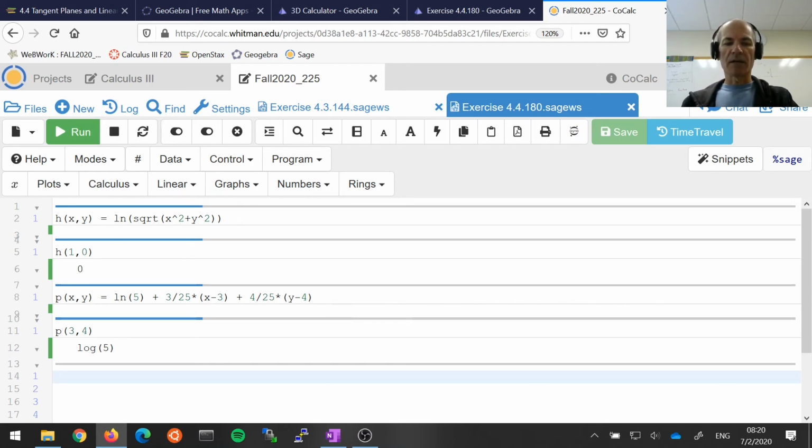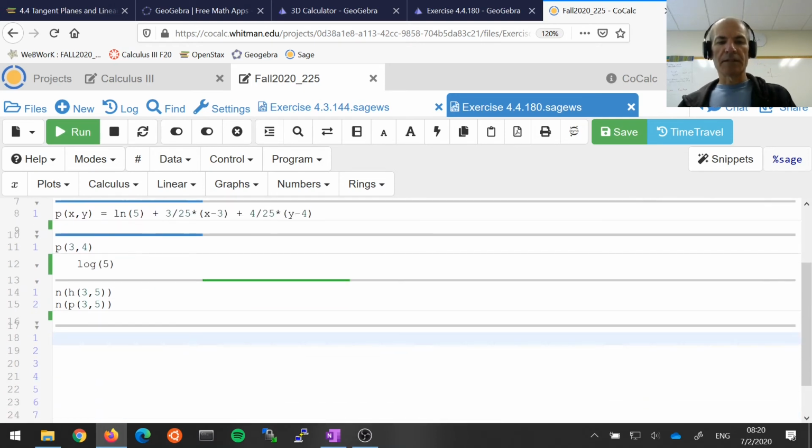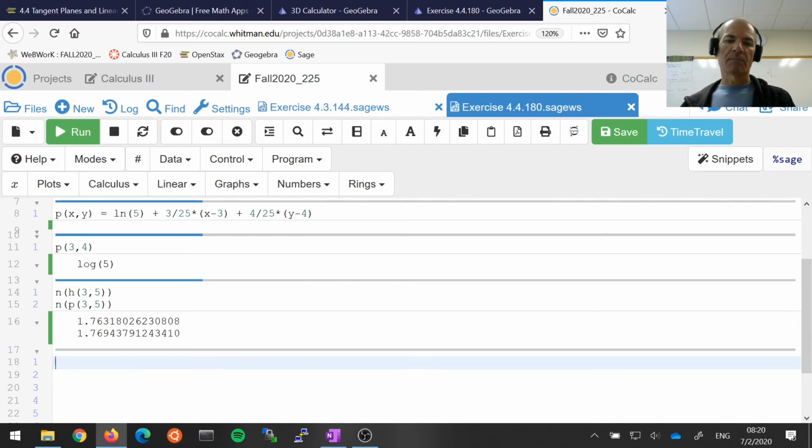So why don't we compare the numerical values of h of, say, (3, 5). (3, 5) is kind of close to (3, 4). And compare it to the numerical value of the plane at (3, 5). So if we let this grind away a little bit, we get values that are quite close. 1.76 in both cases.